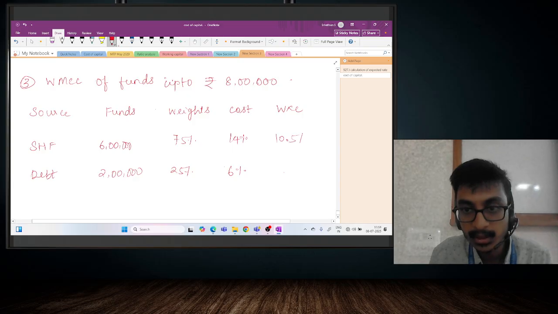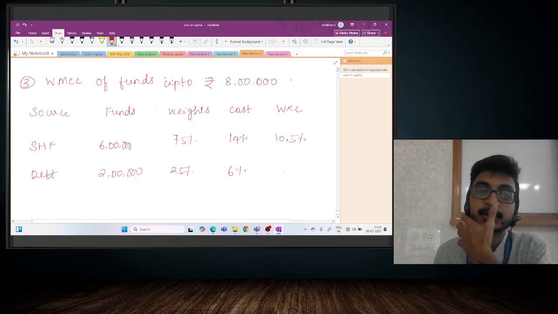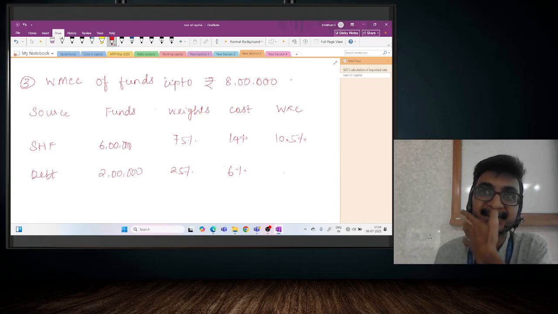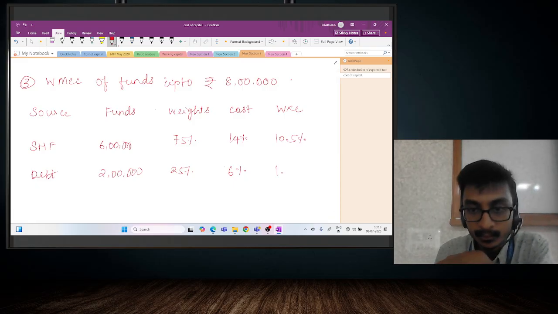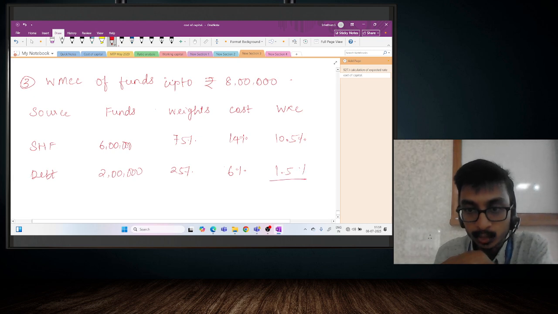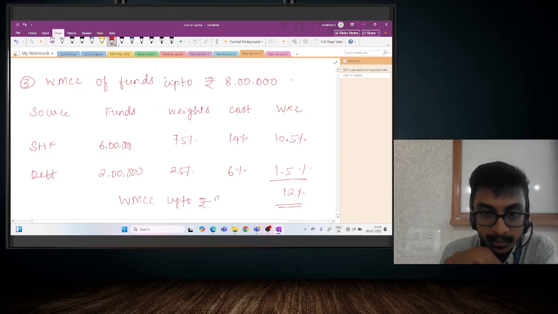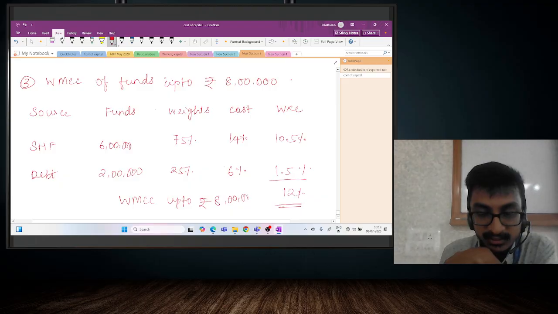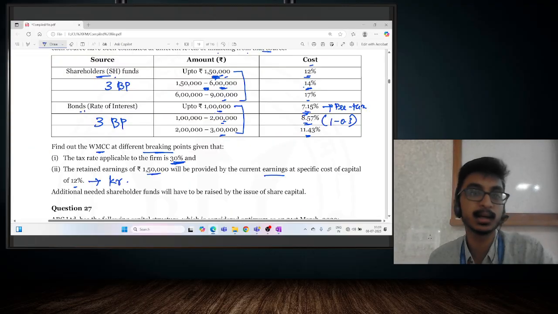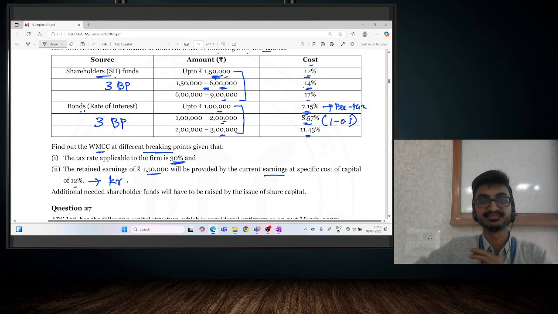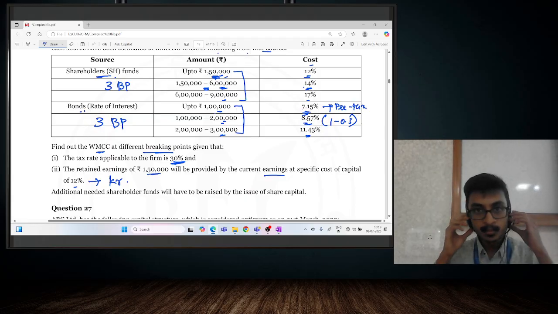10.5%, and 6% of 25. So totally it is 12%. So this is the weighted marginal cost of capital up to rupees 8 lakh. Similarly, you calculate it for 12 lakh and tell me the numbers.